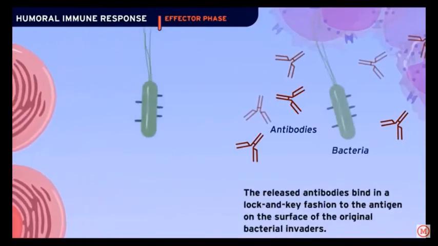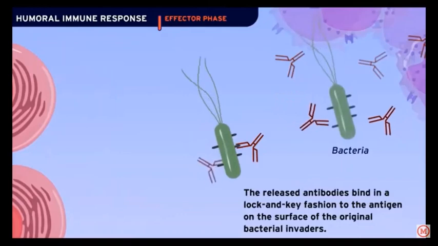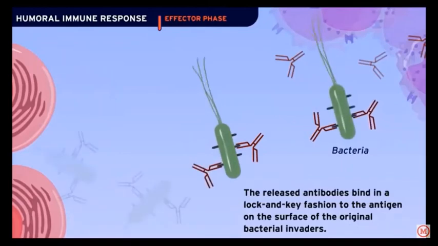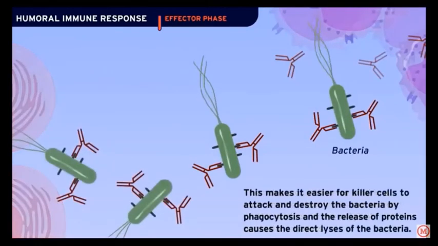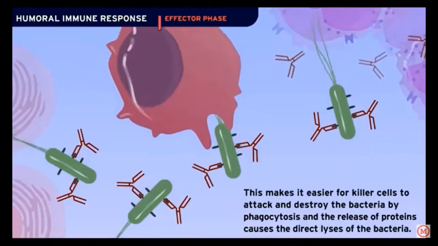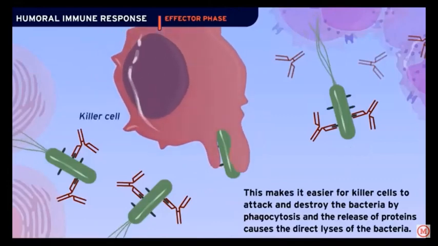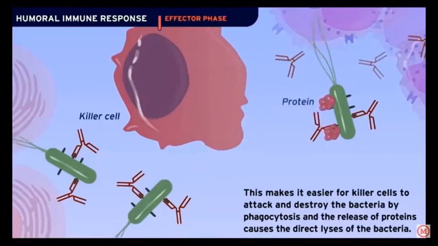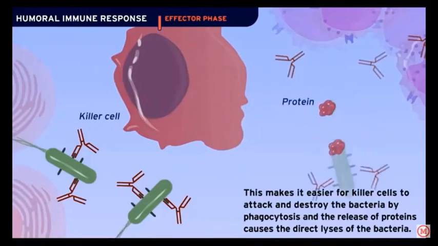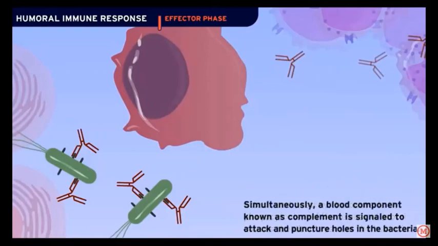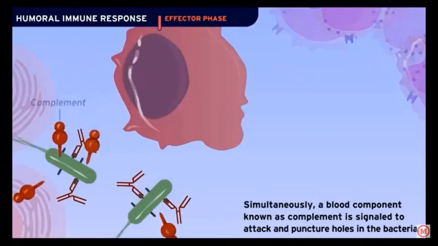The released antibodies bind in a lock and key fashion to the antigen on the surface of the original bacterial invaders. This makes it easier for killer cells to attack and destroy the bacteria by phagocytosis, and the release of proteins causes the direct lysis of the bacteria. Simultaneously, a blood component known as complement is signaled to attack and puncture holes in the bacteria.